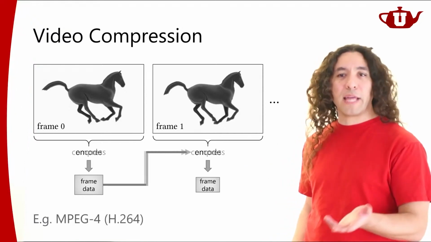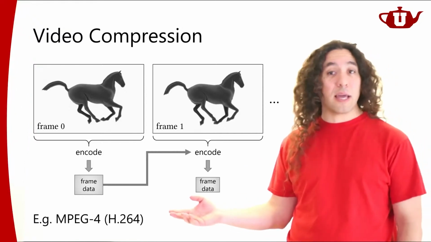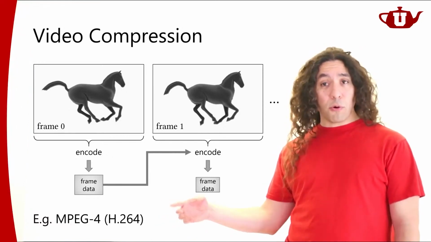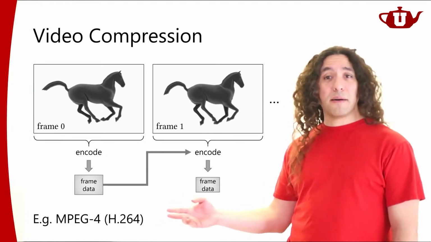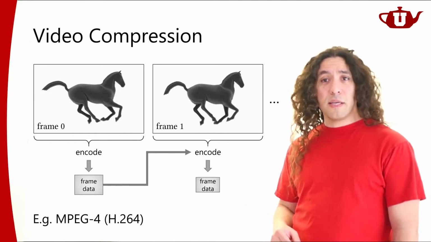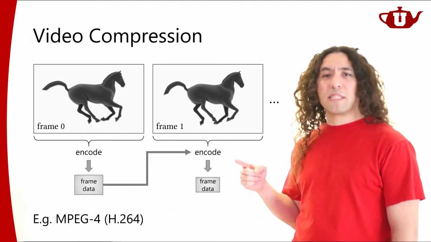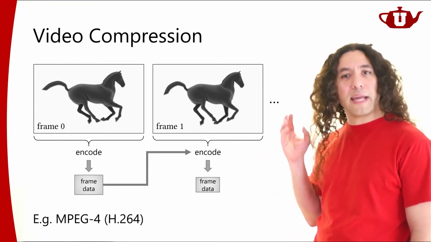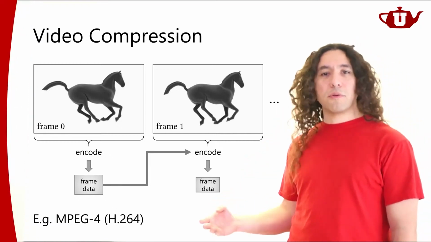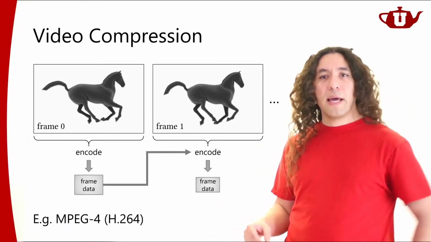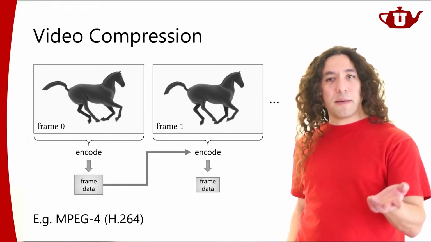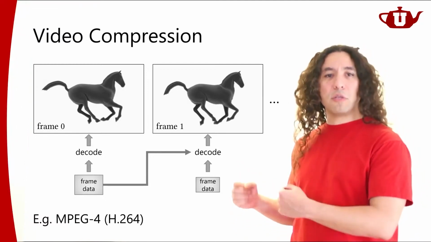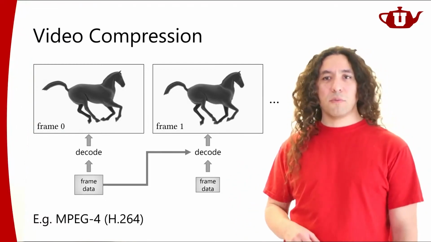Probably the most popular example today is MPEG-4, and H.264 is the standard codec for this. We don't typically call it compressing, we call it encoding. So you take a raw video with RGB data and you encode it into whatever video format you're using. Then at display time, you take that data and you decode it, and that's what you watch.